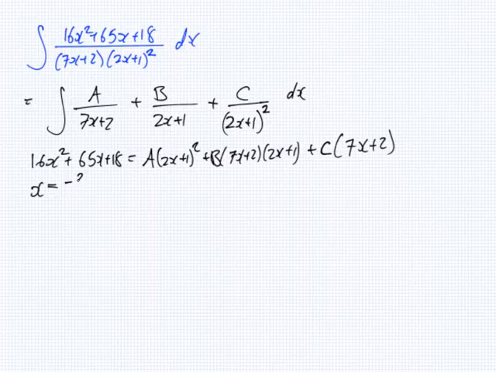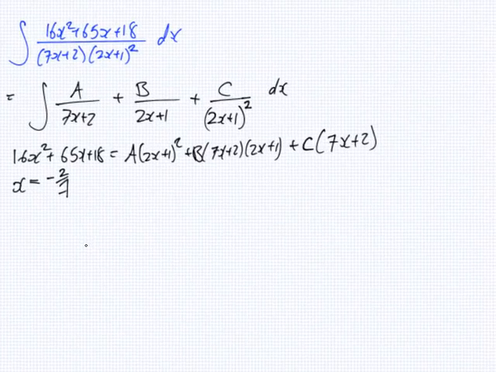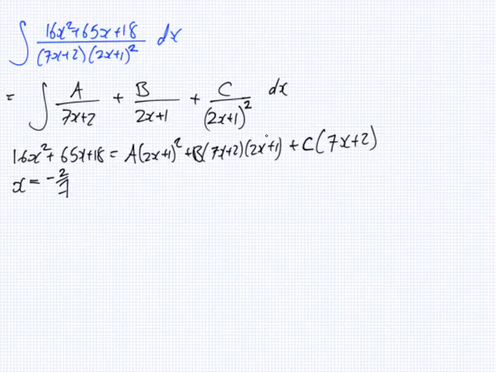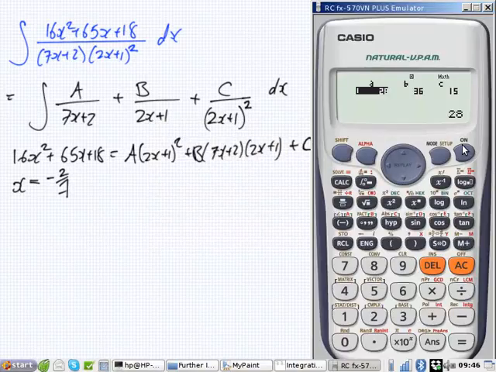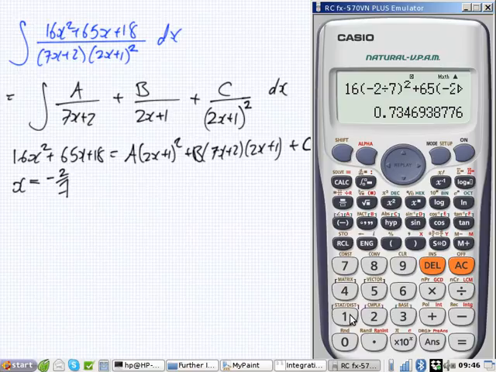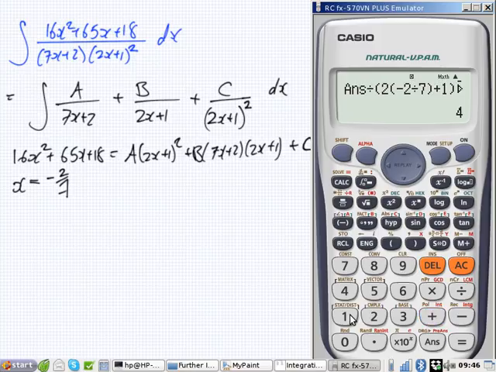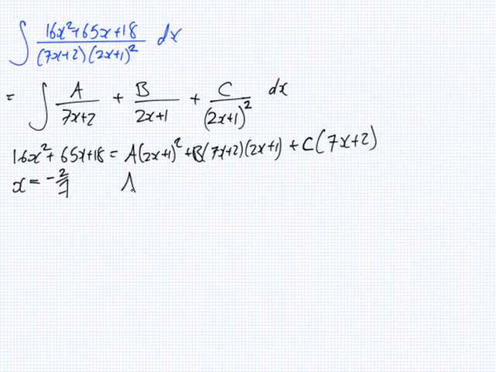Minus 2 over 7, I think. Minus 2 over 7. So that will cancel these two, and I'll just be left with 16 times minus 2 over 7 squared plus 65 times minus 2 over 7 plus 18, but then that has to be divided by 2 times minus 2 over 7 plus 1 squared. So that works out nicely as A equals 4.